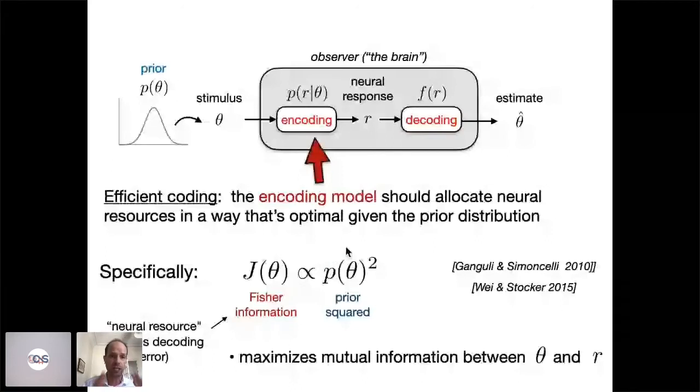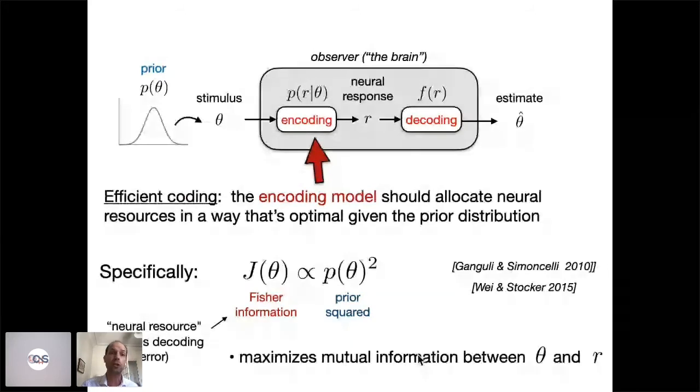Okay, so if you think about that for a second, if I have a peaked prior like this Gaussian here, the prior squared means that the peak should be even higher and those tails will be even lower. So I should basically concentrate my neural resources near the peaks of the prior distribution, and those tails of the prior, I should squash down even more, not devote very many resources to them at all. And I'm skirting over, I should say, a technical result: this is the allocation of Fisher information that maximizes mutual information. There are a number of technical conditions that need to be met in order for that relationship to hold, but I'm going to skirt those for the purposes of this talk.